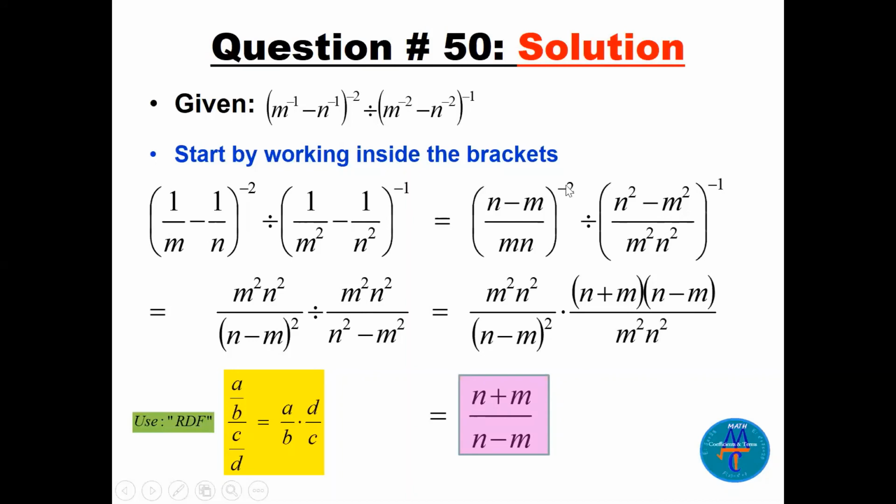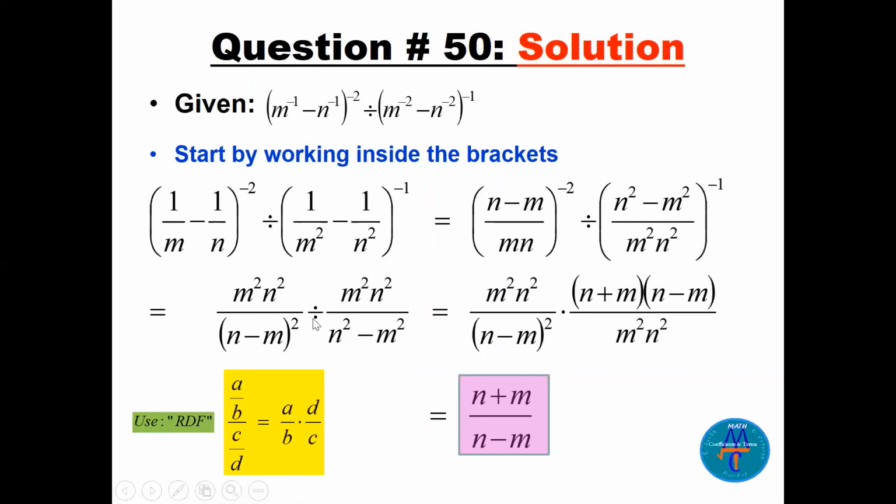Now, if you have a power minus 1 here, this is easy. Minus 1, we just invert the fraction, see? m squared n squared up, n squared minus m squared down. Just invert it. This is a minus 2, so we invert and square. So mn is up, squared, and n minus m down here will be squared.